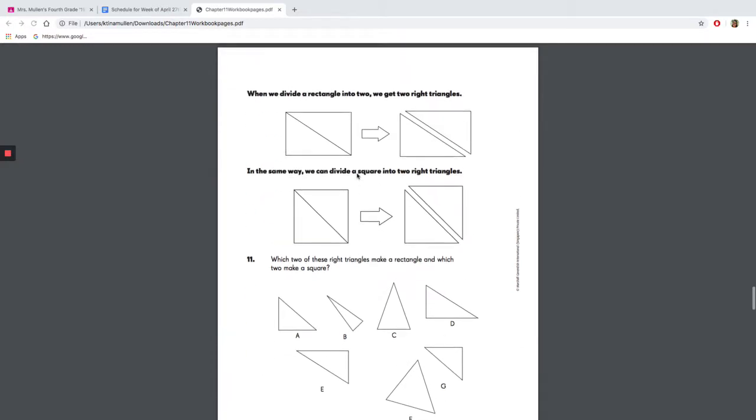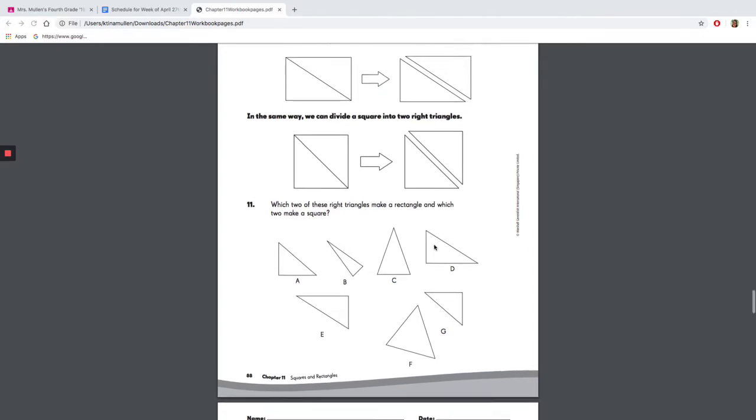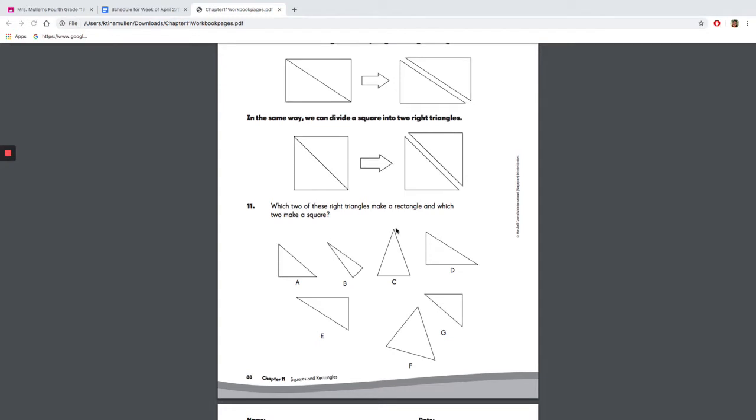And then here it shows you that if you have a rectangle and you divide it exactly in half, you get 2 right triangles. And if you have a square and you divide it in half, you get 2 right triangles. And then they want you to identify which 2 triangles you can put together to make a rectangle and which 2 triangles you can put together to make a square.